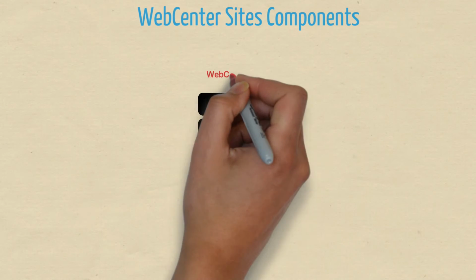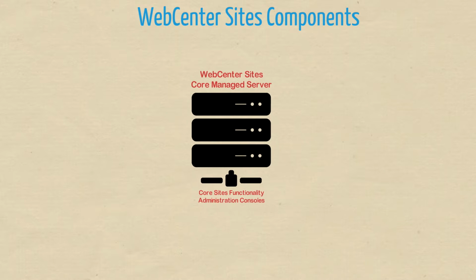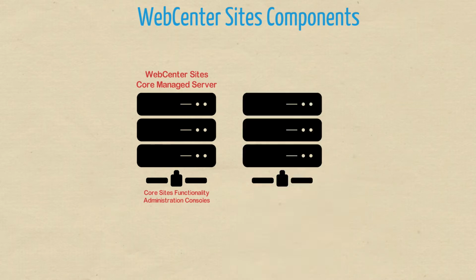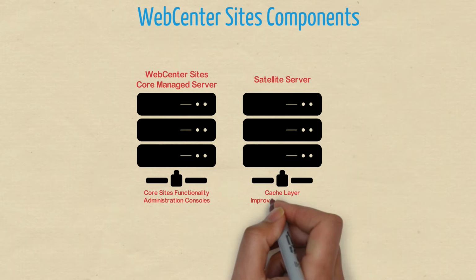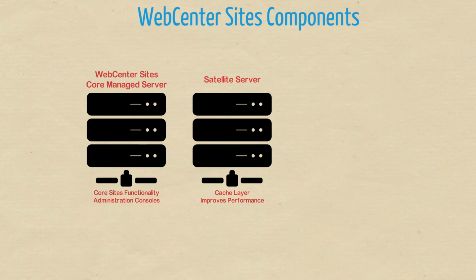Firstly, we have the WebCenter Sites core managed server, which provides core sites functionality and hosts administration consoles. Next, we have satellite server, which gets installed along with WebCenter Sites. Satellite server provides an additional layer of cache, which improves performance by placing content closer to the end users. It also reduces load on the WebCenter Sites server. In a production environment, satellite server will be configured on a different physical machine, but for our demo today, we'll configure it on the same physical machine as WebCenter Sites.